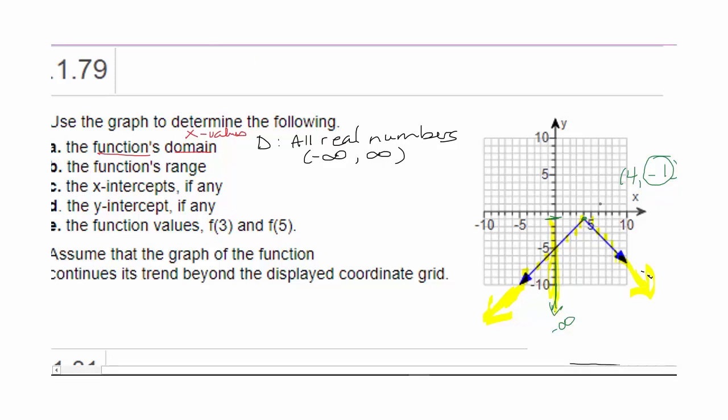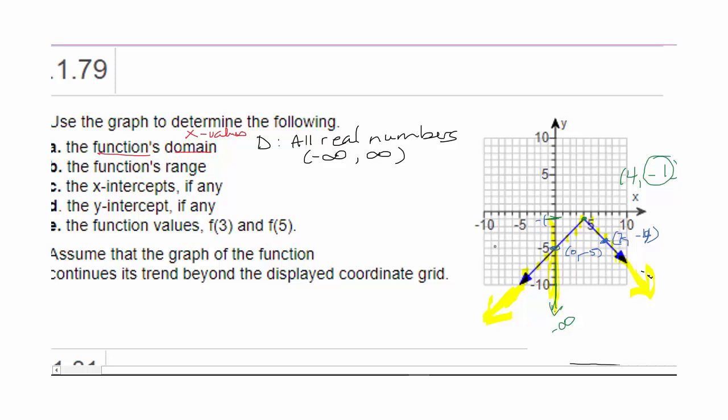exists in one of the points on this relation. For example, or function, I should say. For example, here's the point, looks like 7, -4. So the -4 is one of the y values between negative infinity and -1. Here's the point 0, -5. -5 is another one of the numbers between negative infinity and -1.